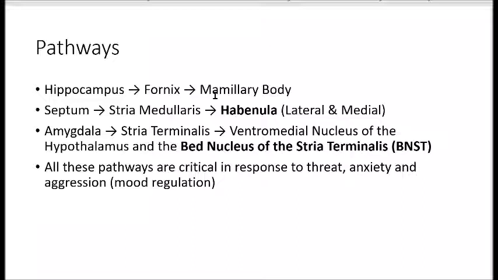And then the other pathway, which I'm going to show you in just a moment, goes from the amygdala to the stria terminalis to the ventromedial nucleus of the hypothalamus, and an important area, the bed nucleus of the stria terminalis, or the BNST. Now, all three of these pathways are going to be critical in our response to threat, anxiety, and aggression, and they are important in mood regulation.